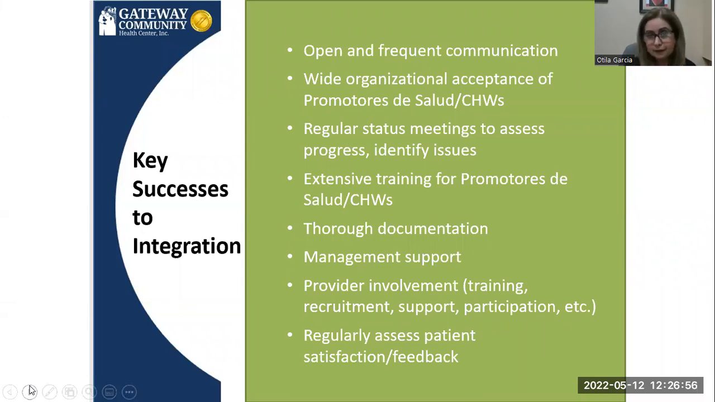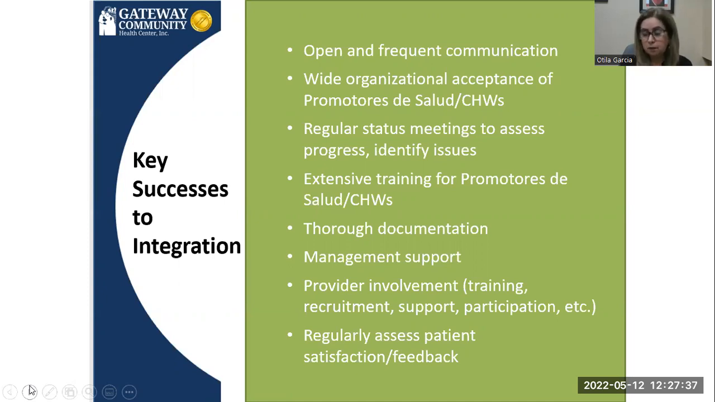I'm not going to say that this was very easy. No, it takes a process. When at the beginning we initiated working with the promotores de salud, CHWs, there was a kind of resistance to accept those community health workers. But after the providers started seeing the outcomes in the patients' clinical data, they started changing their minds. And now they are very welcoming to work with the healthcare providers. And then the regular status meetings to assess progress and identify issues, and extensive training for promotores de salud, CHWs.